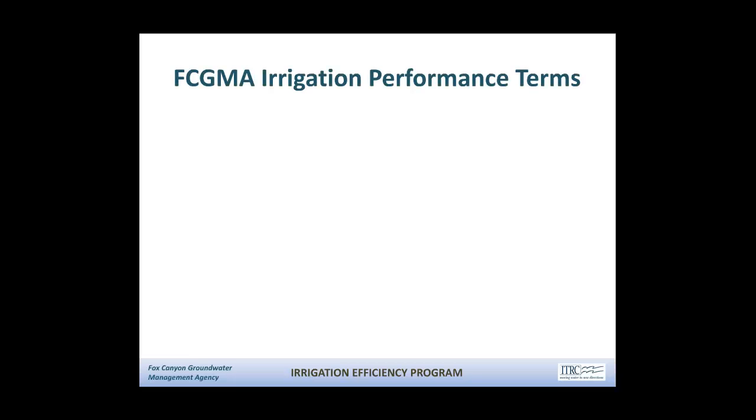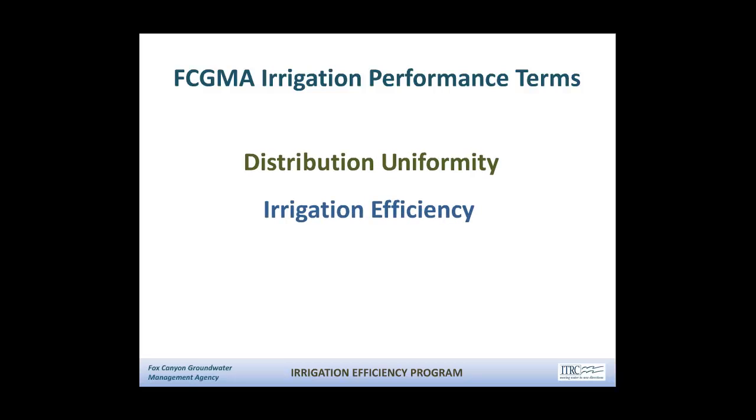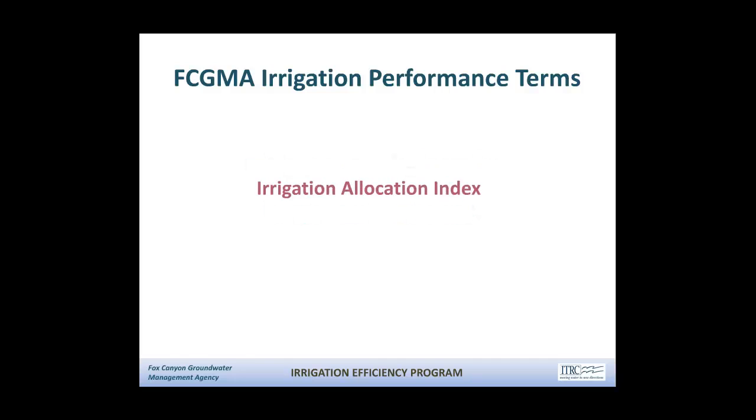This video has covered a very brief discussion about two key irrigation performance terms: distribution uniformity and irrigation efficiency. As mentioned, DU is primarily used by the irrigation industry because it is a value that can actually be reasonably calculated, whereas irrigation efficiency is more subjective and complicated to calculate. Therefore, for the Fox Canyon GMA, ITRC proposes not using IE, but rather an index value called the Irrigation Allocation Index, which will be described more fully in future video sequences.